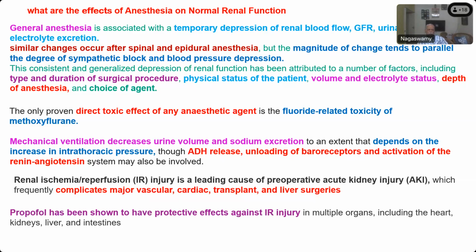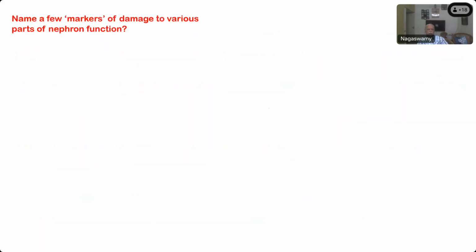And the drug propofol which we use has been shown to have protective effects against ischemic renal reperfusion injury in multiple organs, including heart, kidneys, liver, and intestines. That is why we prefer propofol as a drug of choice for liver surgeries, transplant surgeries, and cardiac surgeries, because it has shown some protective effects in this.